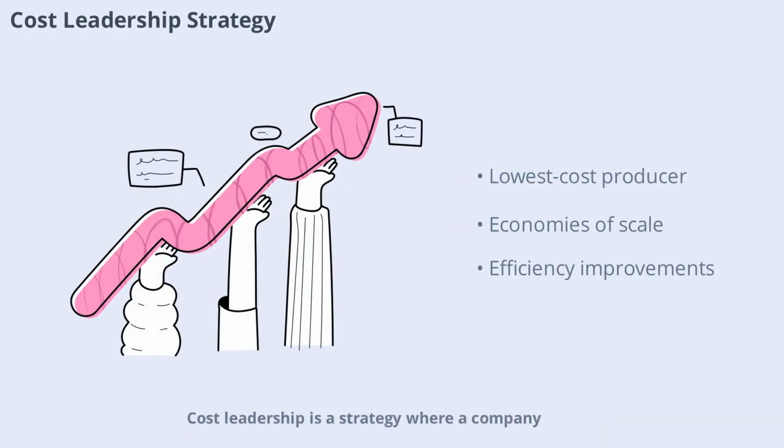Cost leadership is a strategy where a company aims to become the lowest cost producer in its industry. By achieving economies of scale, optimizing operations, and controlling costs, businesses can offer lower prices and attract price-sensitive customers. This strategy works best in industries where price is a key driver of customer choice. However, maintaining cost leadership requires constant efficiency improvements.